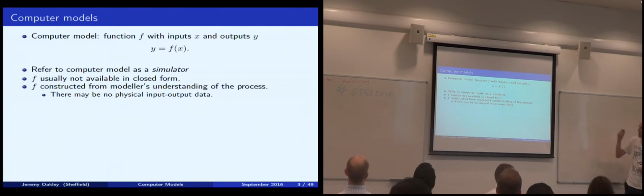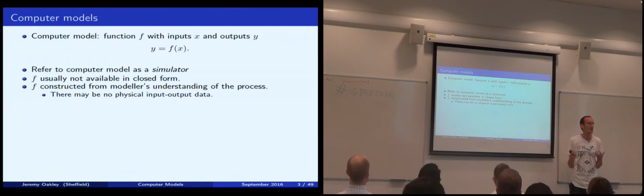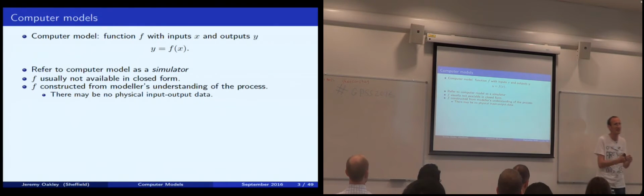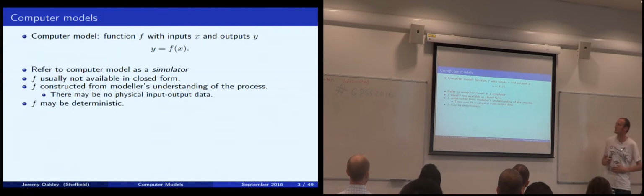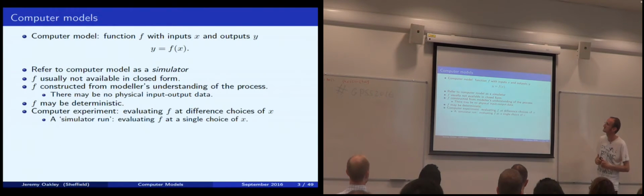And these simulators are built from some understanding of the physical process. Quite often you build one precisely because you can't do the physical experiments and get the input-output data yourself. So you're building a simulator to replicate a physical process because you can't directly experiment on your physical process. It doesn't have to be, but often these simulators are deterministic, so if you plug in the same value of x twice, you will observe the same value of y coming out twice.